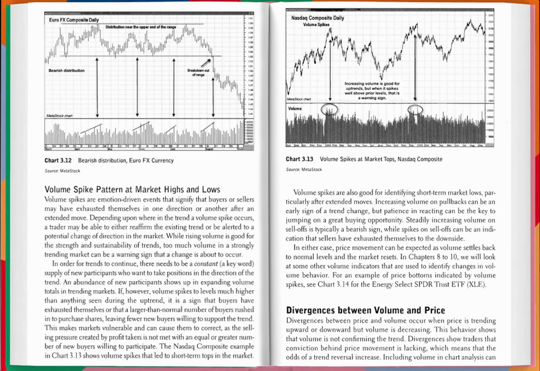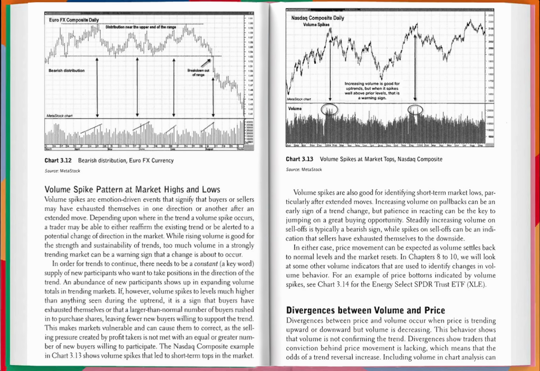If, however, volume spikes to levels much higher than anything seen during the uptrend, it is a sign that buyers have exhausted themselves, or that a larger than normal number of buyers rushed in to purchase shares, leaving fewer new buyers willing to support the trend. This makes markets vulnerable and can cause them to correct, as the selling pressure created by profit takers is not met with an equal or greater number of new buyers willing to participate. The Nasdaq Composite example in Chart 3.13 shows volume spikes that led to short-term tops in the market.